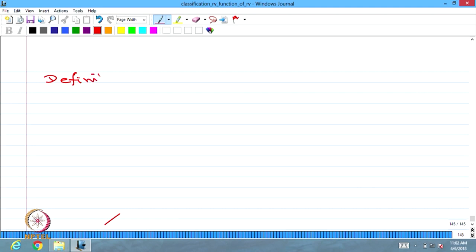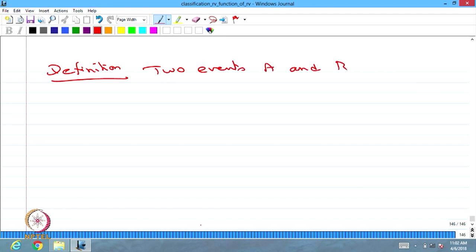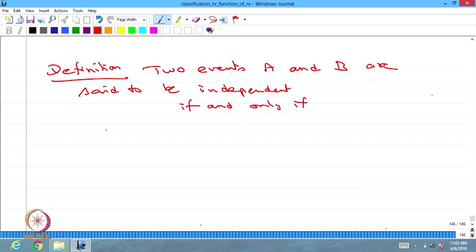Few properties on the conditional probability, but before that let me give the definition of independent events, then I will come to the results on the conditional probability. The first definition: two events A and B are said to be independent if and only if the intersection probability is the same as the product of the individual probabilities. It is an if and only if condition. Whenever this condition is satisfied by any two events, we call both the events independent. If two events are independent, then this condition will be satisfied.